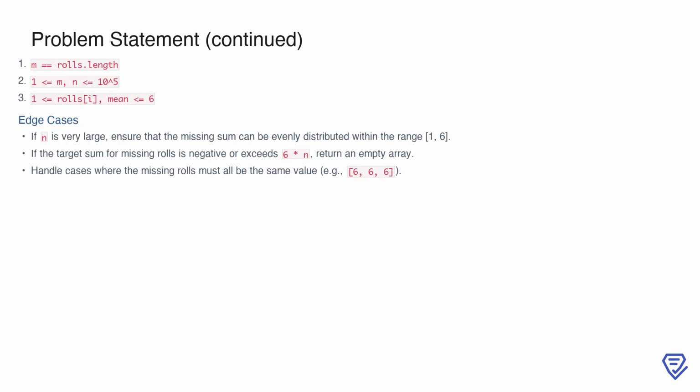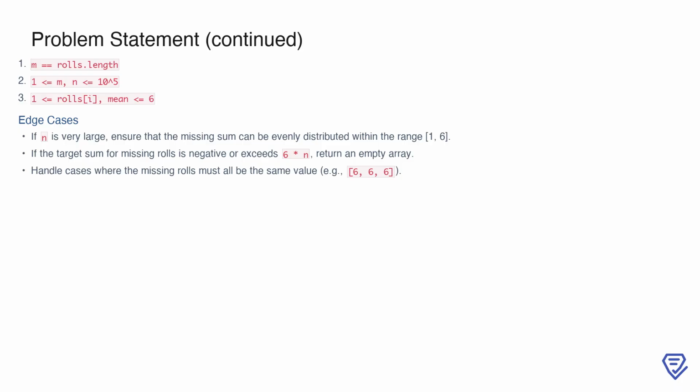Finally, let's review the constraints and edge cases for this problem. The input guarantees that m is the length of the rolls array, and both m and n can be as large as 100,000. Each value in rolls and the mean are guaranteed to be between 1 and 6. When solving, we must handle edge cases. For instance, if n is very large, the missing sum must be evenly distributed among n values without exceeding the valid range of 1 to 6.